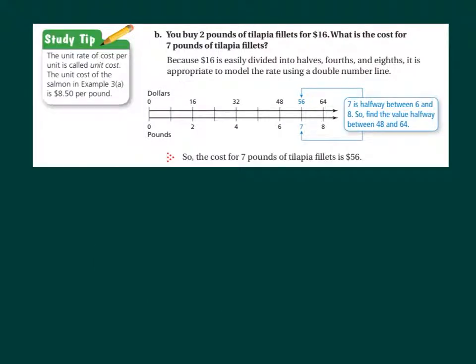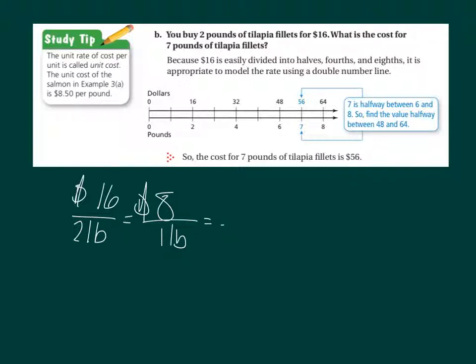This one says you buy 2 pounds of tilapia for $16. So again, we can start by writing our ratio: $16 for 2 pounds. And then it says, what is the cost for 7 pounds? So again, if I want to figure out the cost of 7 pounds, I could take 16 divided by 2, and I would get $8. And that would be the cost for 1 pound. Then in order to find the cost of 7, I would want my bottom number to be 7, so I want to multiply my top number by 7 as well, and I would get $56.